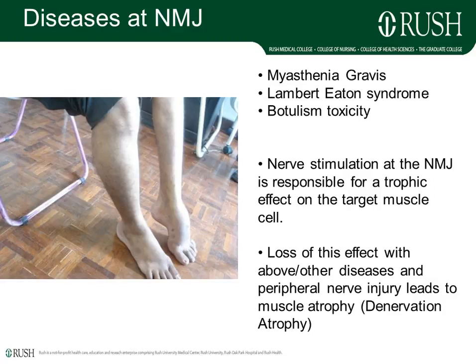There are several diseases of the neuromuscular junction, specifically myasthenia gravis, Lambert-Eaton syndrome, and botulism toxicity. Nerve stimulation at the neuromuscular junction is responsible for that trophic effect on the target muscle cell. And if you lose this effect, you can have something called denervation atrophy, where the peripheral nerve injury or lack of peripheral nerve stimulation to the muscle leads to atrophy of that muscle.